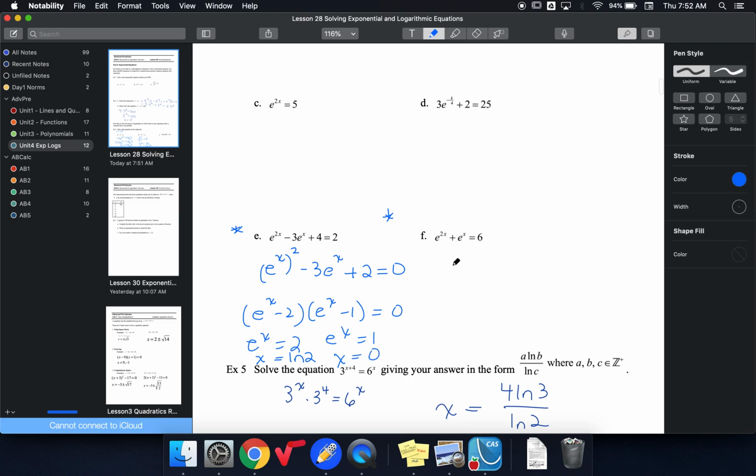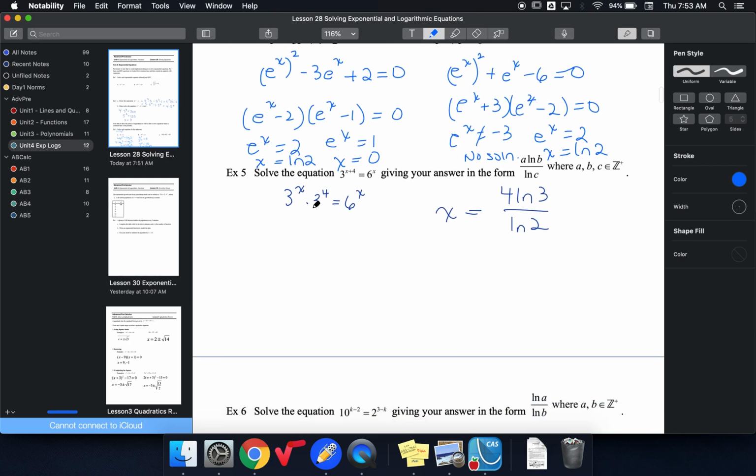Again, hidden quadratic. I've got e to the x squared plus e to the x minus 6 equals 0. So e to the x plus 3 times e to the x minus 2 equals 0. E to the x equals negative 3. That's never true. That has no solution. E to the x equals 2. Well, we just saw that over here. That means that x is ln of 2.